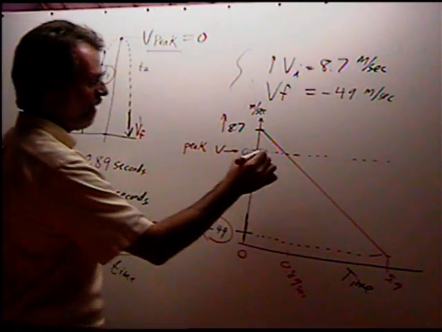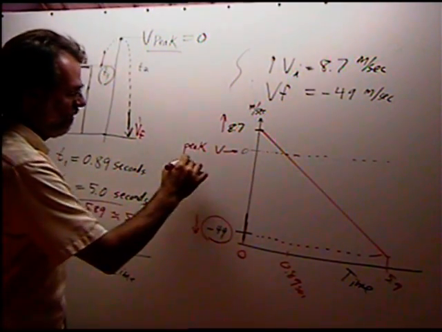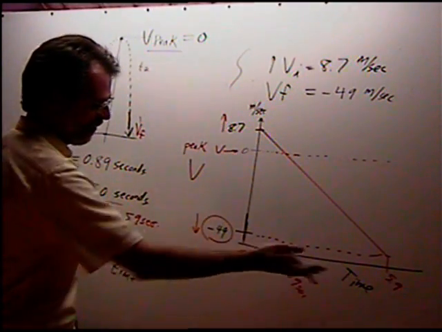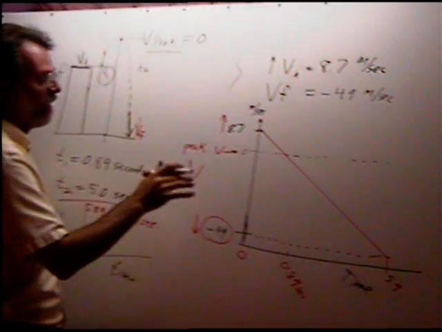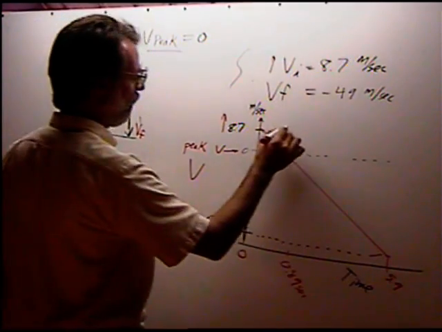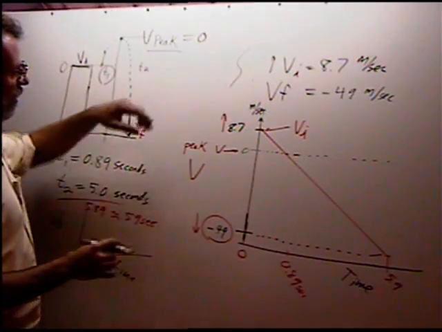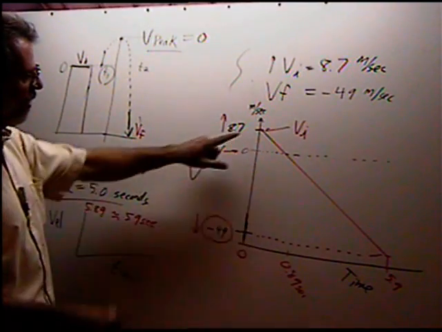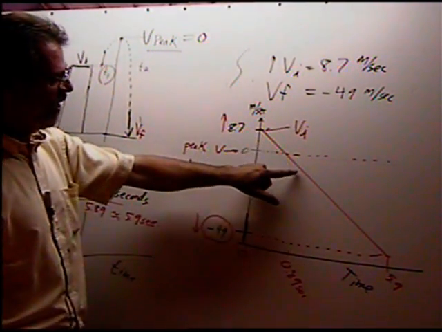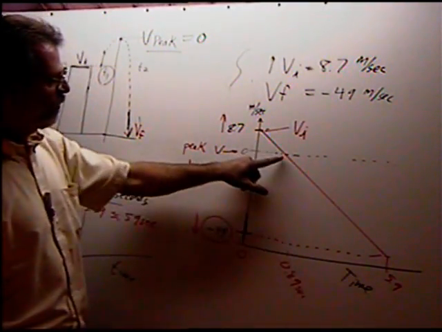So notice that we can always draw these kinds of plots. This is the velocity versus time. Here, this is the initial velocity. And now the velocity starts to decrease. And notice it decreases at a constant rate, and it goes through 0.